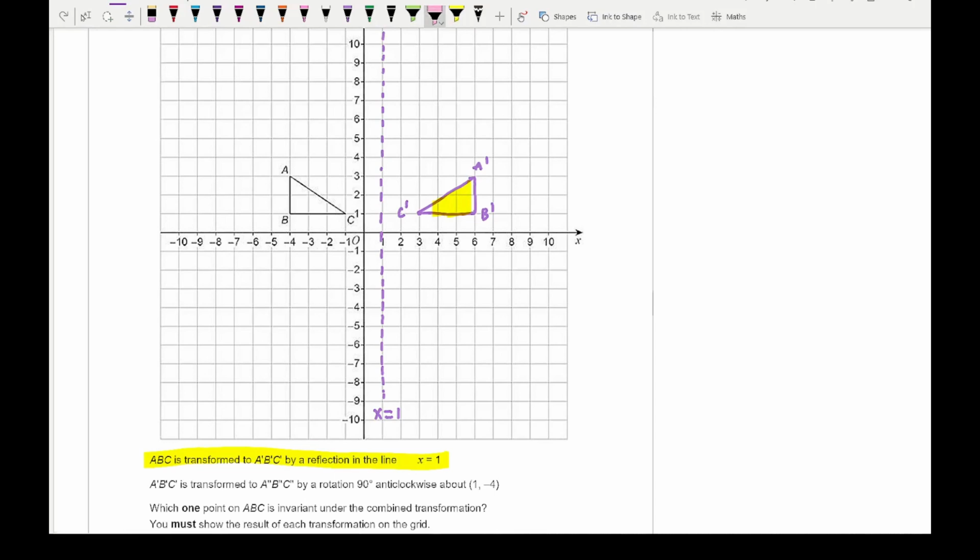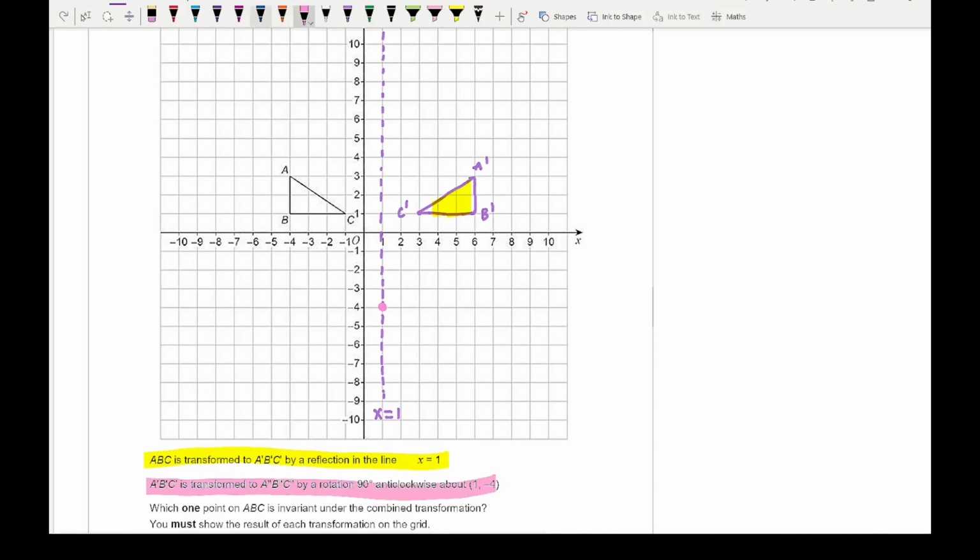Now the next one that we then need to perform on that yellow triangle is to do a 90-degree rotation anticlockwise about the point (1, -4). So the first thing I need to do is first of all plot the point (1, -4), which is here. So there's my center of rotation, and I then need to rotate that along this line.